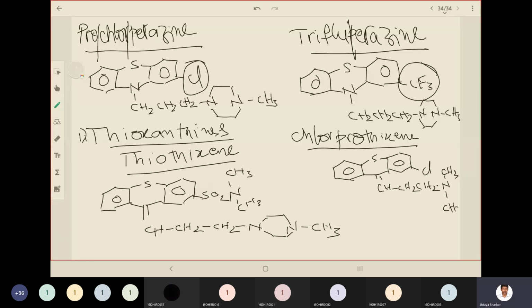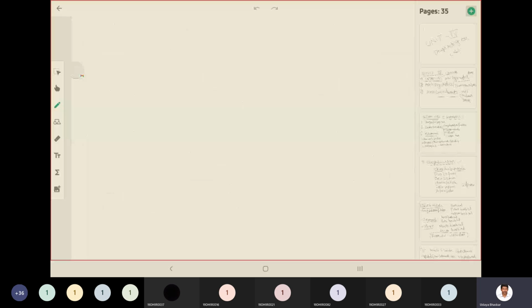So if you compare the structures of chlorprothixene and thiothixene, remember that in the side chain you have sulfur dioxide for thiothixene and you have chlorine instead in chlorprothixene. Fine. As well as in the side chain you have a piperazine ring in thiothixene while you have a dimethyl amino group. So this is the comparison between thiothixene and chlorprothixene. Fine.